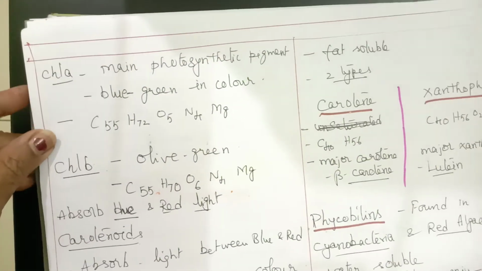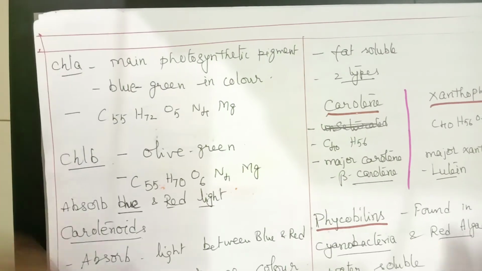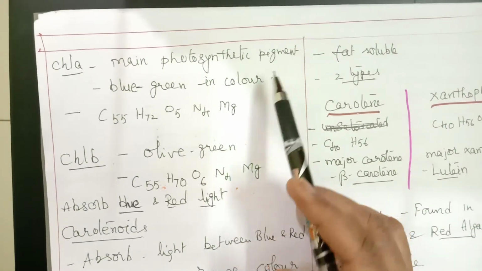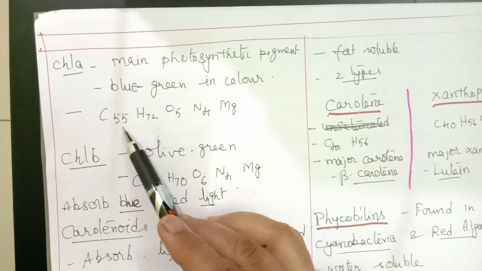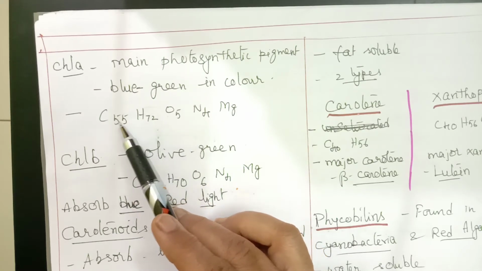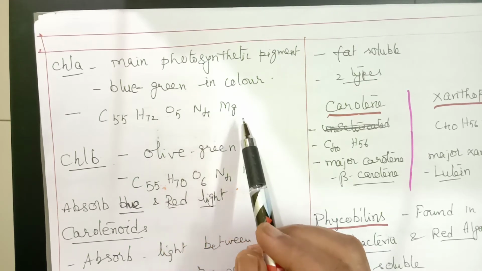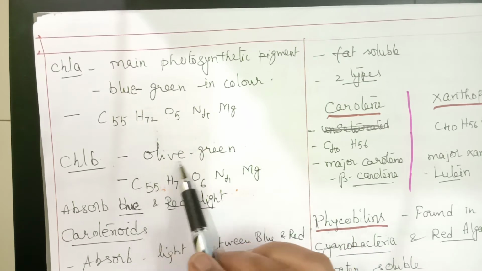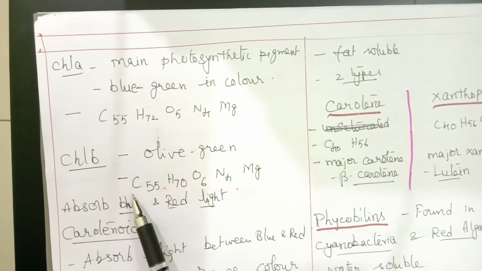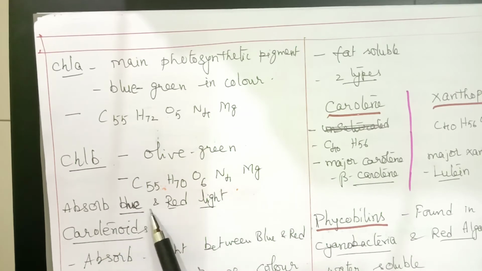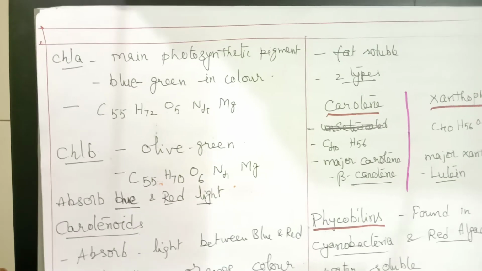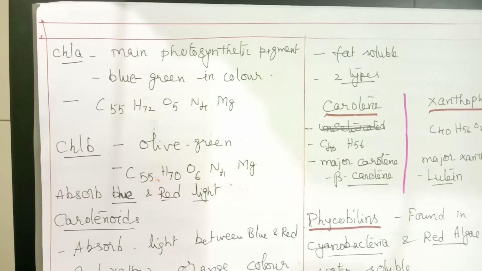So first we will see about chlorophyll A. Chlorophyll A, which is the main photosynthetic pigment, is blue-green in color, and its molecular formula is C55H72O5N4Mg. Chlorophyll B is olive green in color and its molecular formula is C55H70O6N4Mg. And these absorb blue and red light. So in case of the structure of chlorophyll, what is the structure?